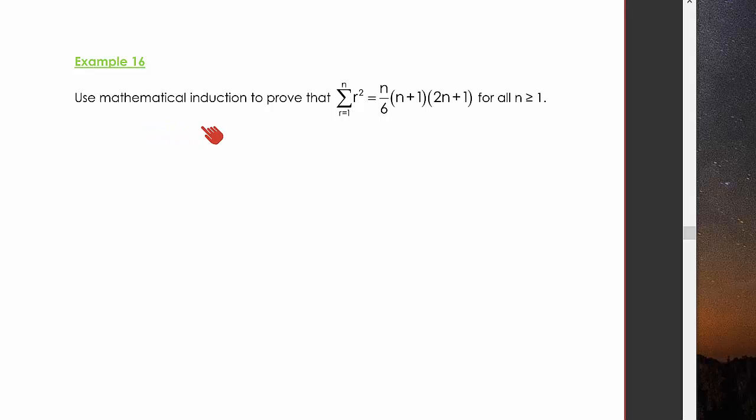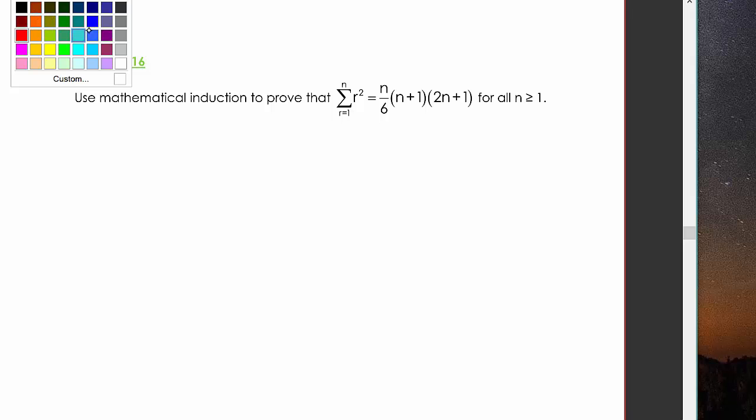We're going to use mathematical induction to prove that the sum from r equals 1 to n of r squared, so that's going to be 1 squared plus 2 squared plus 3 squared and so on up to n squared, is n over 6, n plus 1, 2n plus 1 for all n greater than or equal to 1.